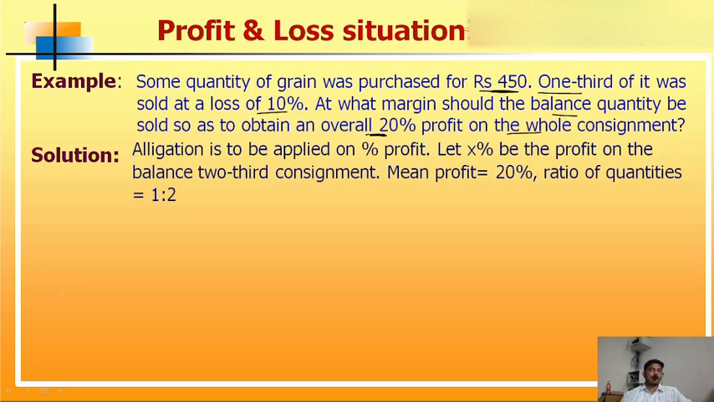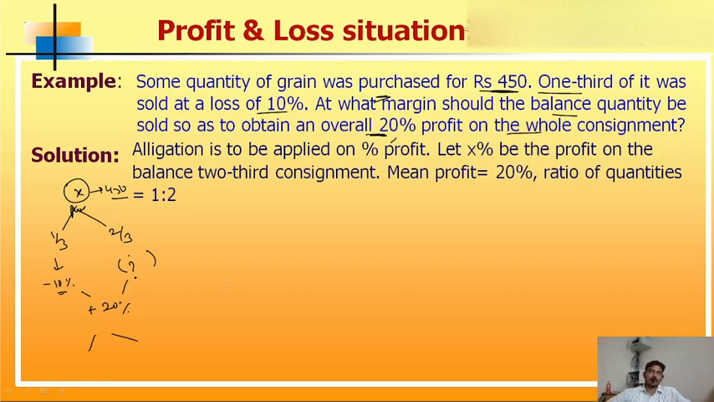He purchased some quantity, so let us assume he purchased X quantity for 450 rupees. Of this X quantity, he sold one third, and the remaining is two thirds. The one third was sold at a 10 percent loss. In order to gain 20 percent overall, we need to find the price at which he has to sell the remaining so that he gets the profit.